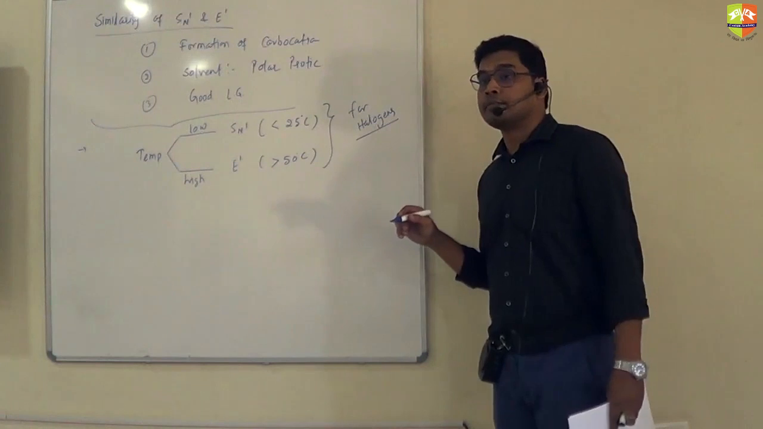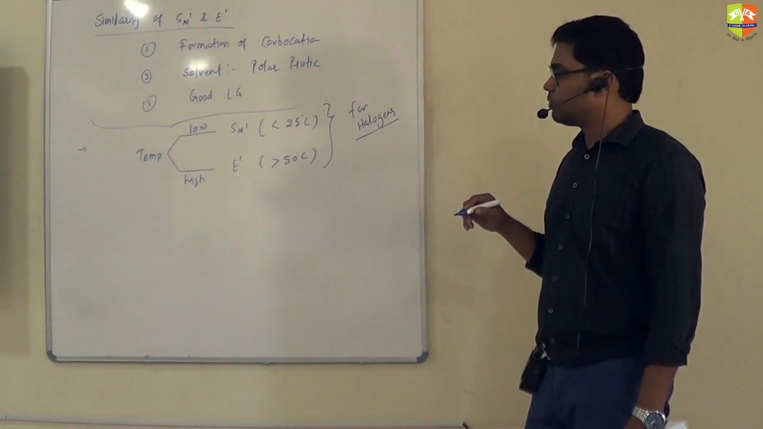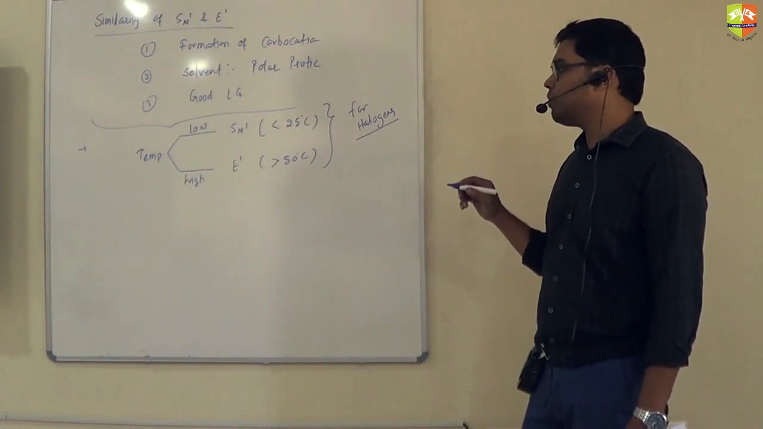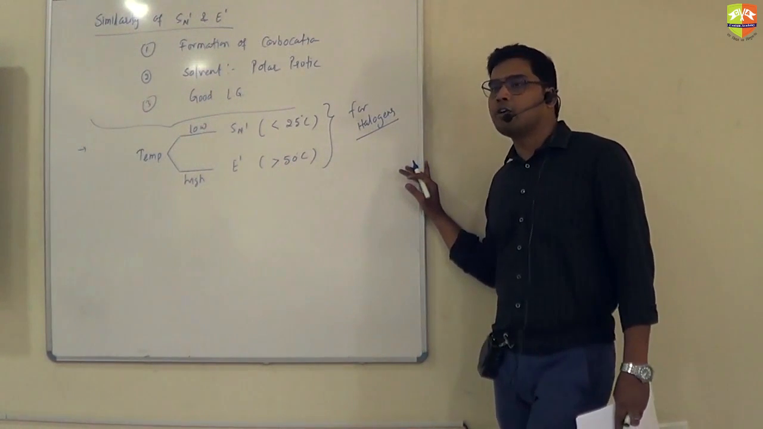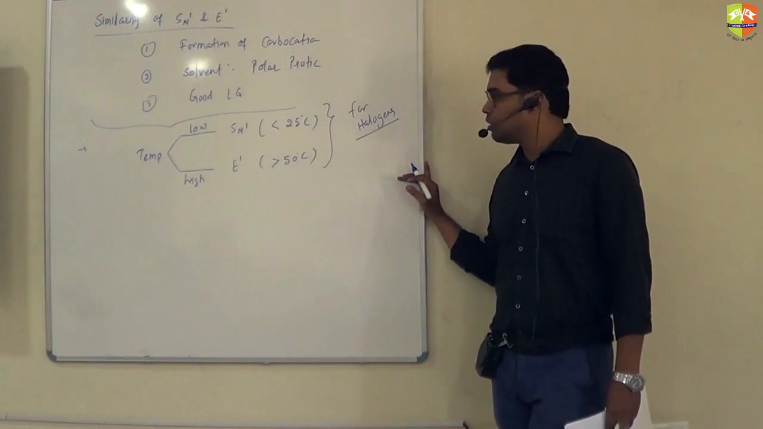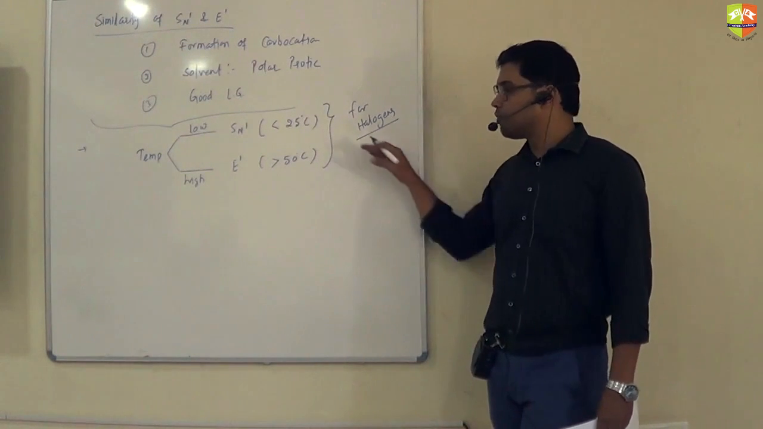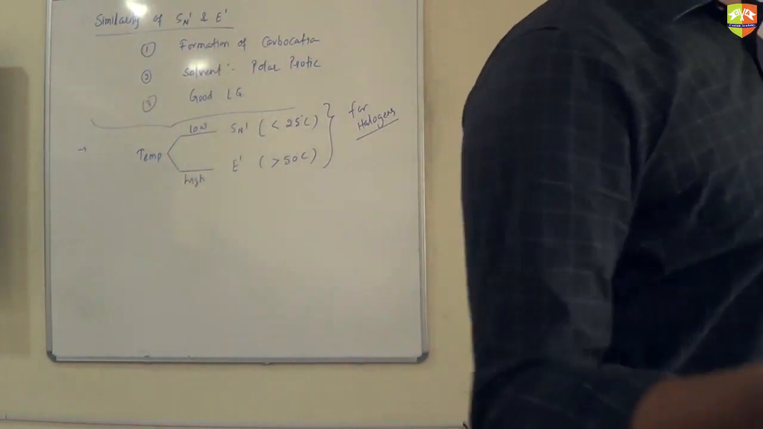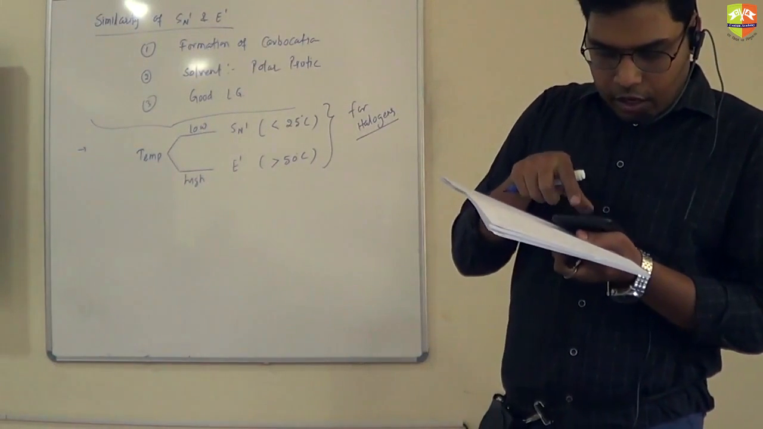Sir, what if it's alcoholic KOH that is given? Alcoholic KOH, then E1. So it doesn't matter the temperature? No, temperature will be given in the question. But generally alcoholic KOH gives you alkene. If they give just KOH and two different temperatures, that time they will give you this information of temperature. And alcoholic KOH we know it gives alkene.